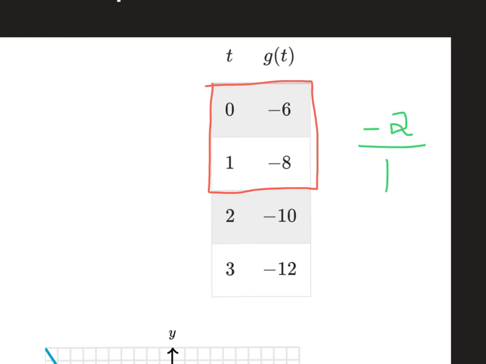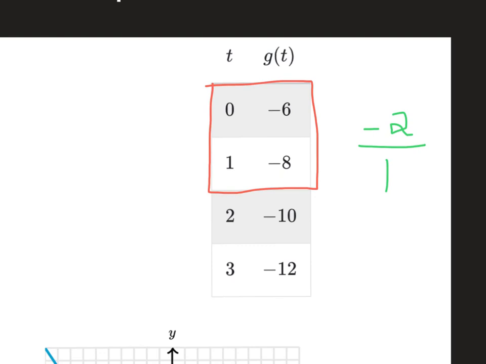How we found this 1, it was our run. From 0 to 1, we went up 1. From 1 to 2, we go up 1. From 2 to 3, we go up 1. How would we find this negative 2? From negative 6 to negative 8, we went down 2. From negative 8 to negative 10, we go down 2. Then from negative 10 to negative 12, we go down 2. So no matter what 2 points we pick, we're always going to have the same rise over run.